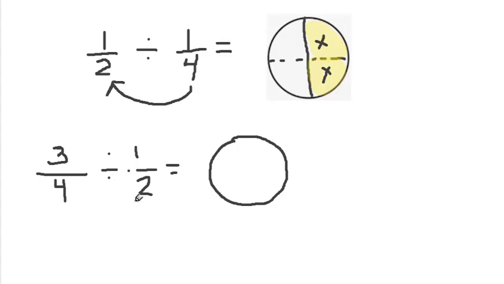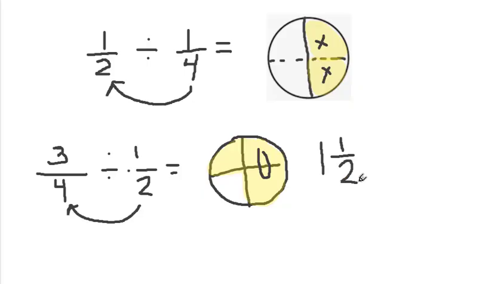Let's try another one with a model. 3/4 divided by half. I want to know how many halves fit into 3/4. So if I draw a picture showing fourths, and I'm only using 3/4, I'm going to highlight those. There's 3/4. How many halves do I see? Well, I see a half here. That's one whole half. And then this is a half of a half. So that would be 1.5.